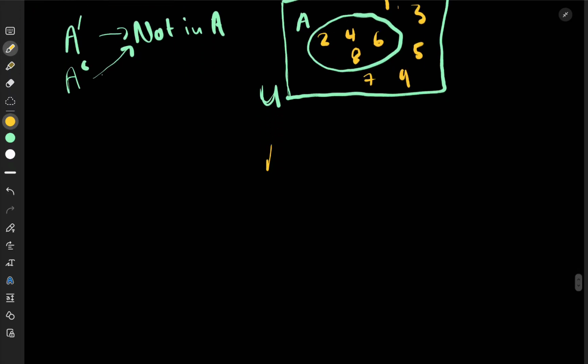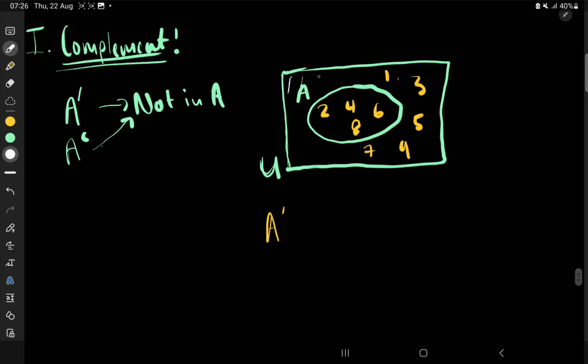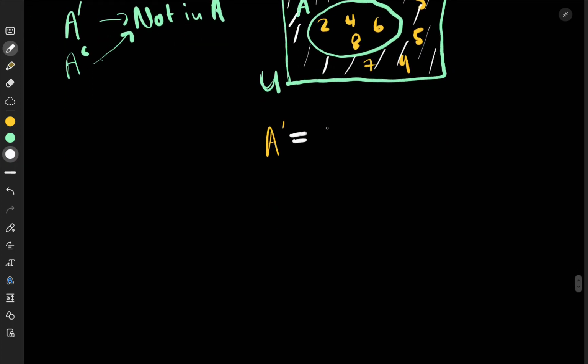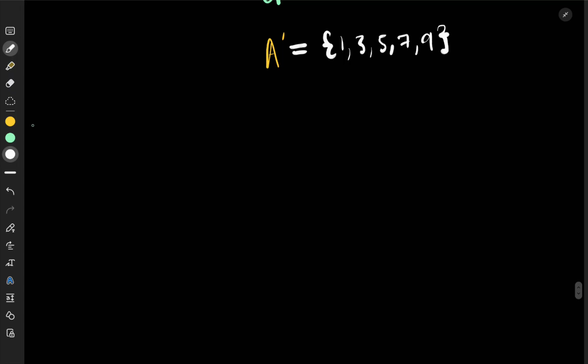So if you're then asked, what is A complement? We'll shade that region. They want the region which is outside of A. This whole region is what we will call A complement. It's the region which is outside of A, and that would be 1, 3, 5, 7, and 9. This is the complement of A. It just means not in A. Is that okay?